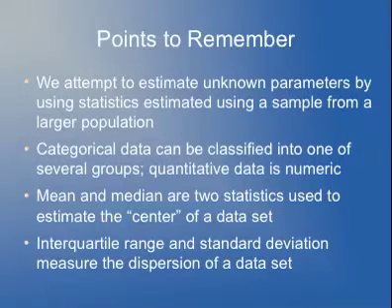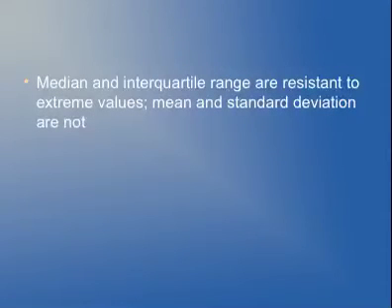The interquartile range and standard deviation are used to measure the dispersion of a data set. The interquartile range is used for the median, and the standard deviation is used for the mean. So the median and interquartile range are resistant to extreme values, and the mean and standard deviation are not, like we just discussed.